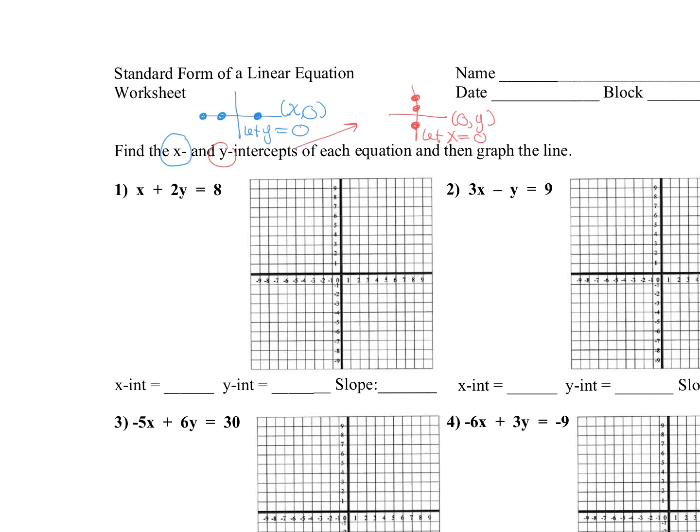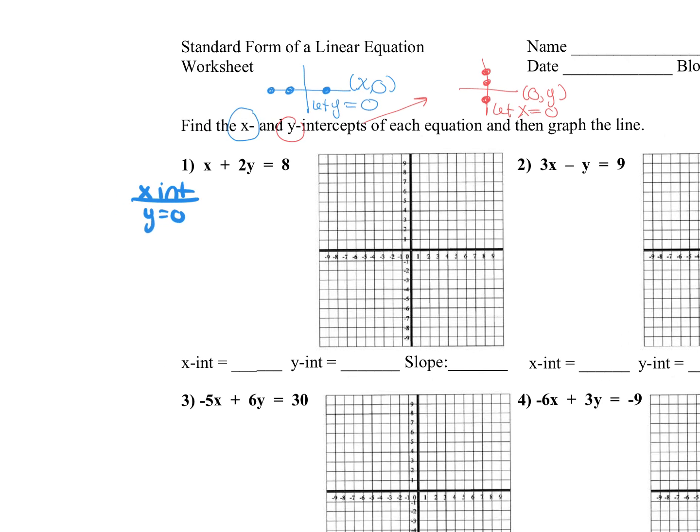So on the first one, if I want to find the x-intercept, you let y equal 0. So I get x plus 2 times 0 equals 8, because that's the y right there. You can use NSolve, or you can do math in your head or with a calculator. 2 times 0 is 0, so I get x equals 8. So I go to the x-axis, and I'm going to graph a dot at 8.